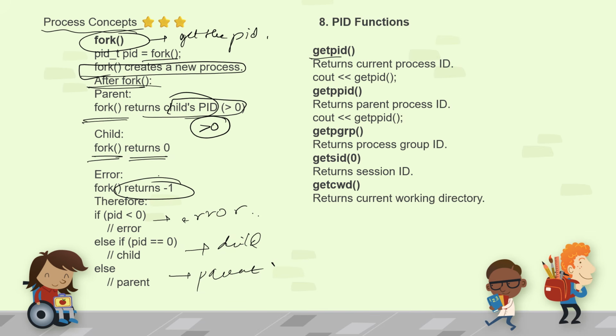getpid returns the current process ID. getppid returns the parent process ID. getpgrp means process group ID. getsid is the session ID. And getcwd returns your current working directory.